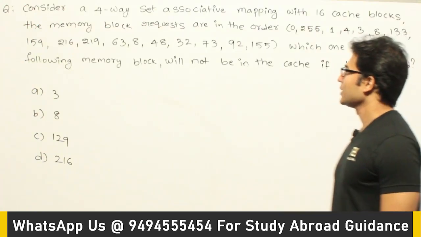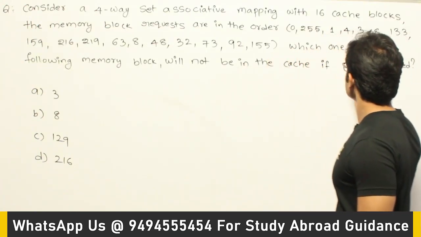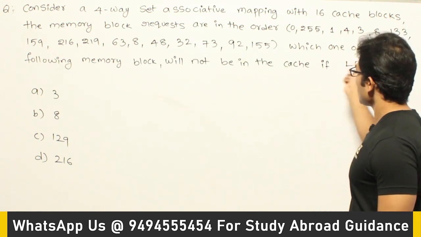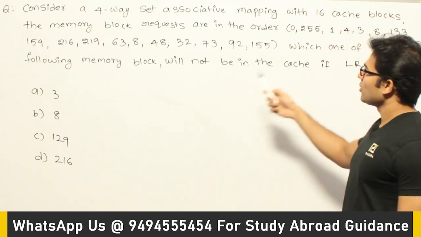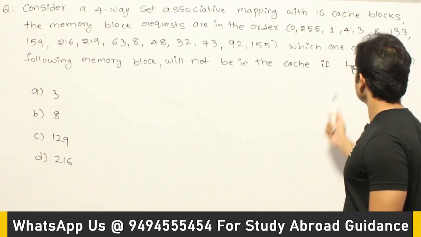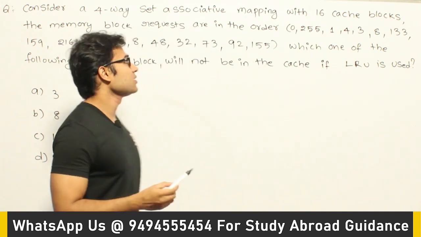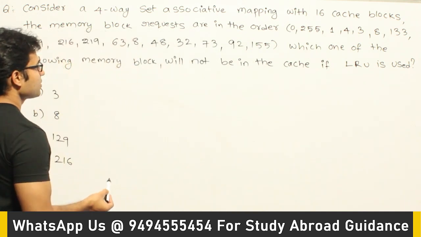Now let's see this question. Consider a 4-way set associative mapping with 16 cache blocks. The memory block requests are in the order, some order is given. Which one of the following memory blocks will not be in the cache if LRU is used? So they are saying that we have a 4-way set associative cache with 16 blocks.